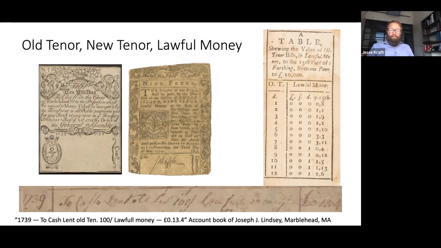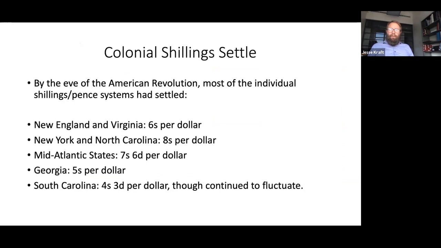Eventually, the colonial shillings began to settle. And by the American Revolution, most of these individual shillings and pence systems did in fact settle. In New England and Virginia, they were worth 6 shillings per dollar. In New York and North Carolina, a dollar was worth 8 shillings. In the Mid-Atlantic states, a dollar was worth 7 shillings 6 pence. In Georgia, 5 shillings. And in South Carolina, 4 shillings 3 pence, though this continued to fluctuate for some time afterwards.